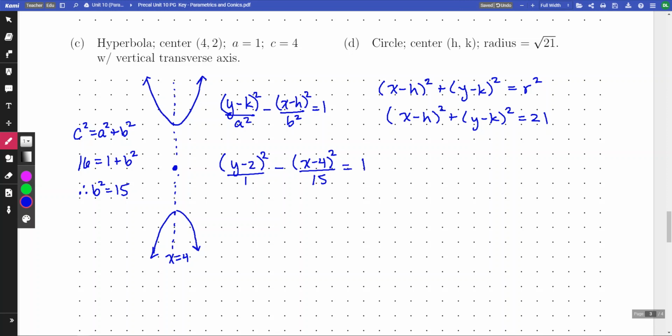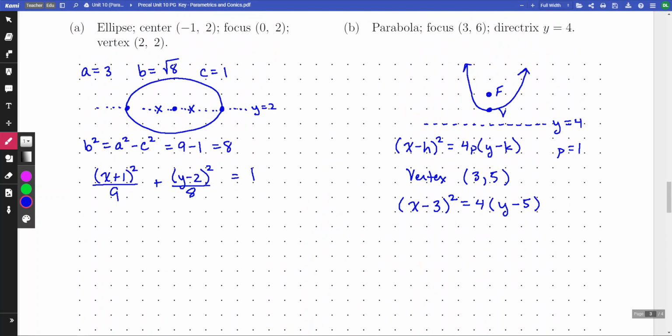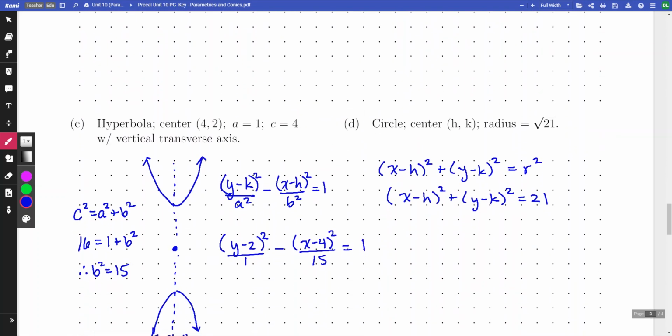So notice the difference in a and b for hyperbolas as compared to ellipses. For hyperbolas, a is always underneath the positive, b is always underneath the subtracted. So y squared minus x squared: a squared goes with y, b squared goes with x. However, for an ellipse, a squared always goes with the larger number. So there we have our equations.